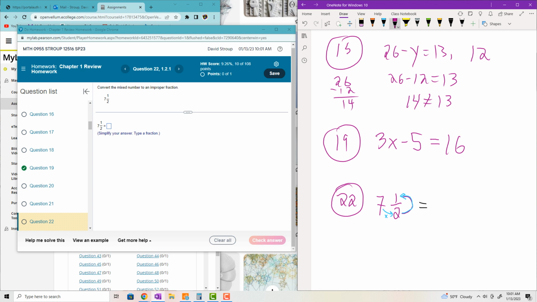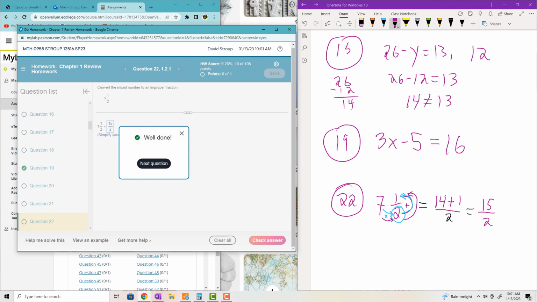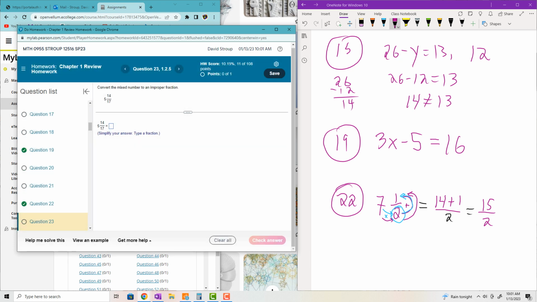So the way it works is you're going to multiply 7 times 2, and then you're going to add that result to the numerator, and you're going to put that in the numerator and use the 2 as your denominator. Okay, so let me write that out. We have 7 times 2 is 14, and then plus the 1. And then that's all over this 2 here in the denominator. So 14 plus 1 over 2. Sorry about all the different colors. That will be 15 halves. So typing it as a fraction, 15 halves. Okay, and so on and so forth.